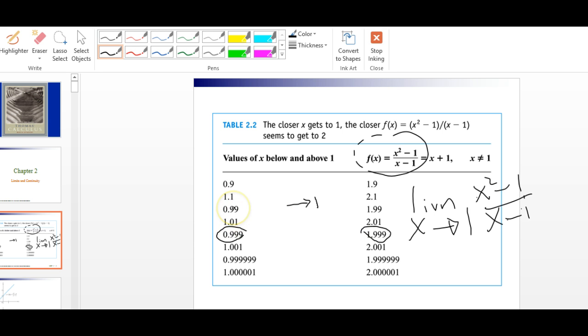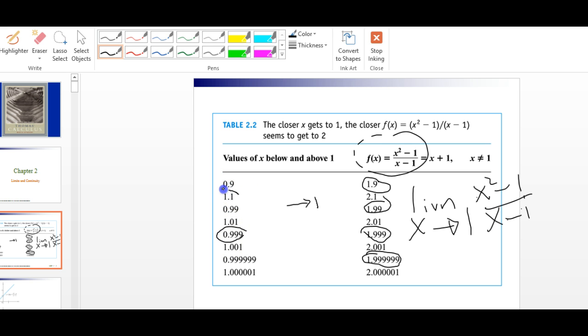So if you approach from the left like this, you will see that it is getting very close to what? It's getting very close to 2. The value of the function is getting very close to 2. Can you see that? 1.9, 1.99, 1.999, 1.99999. That is if you approach it from the left.